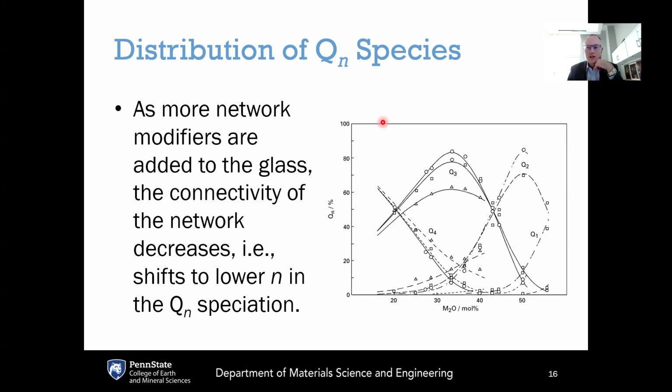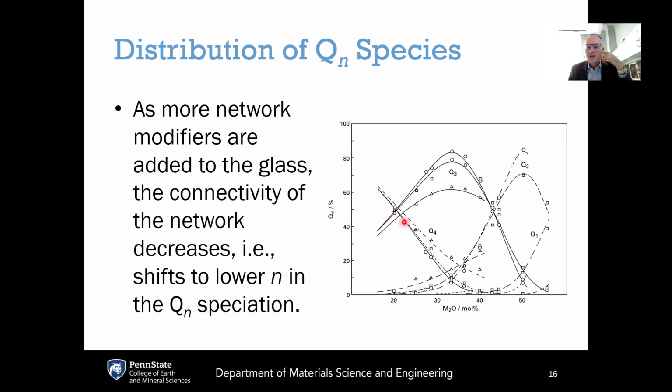Now, if we plot the distribution of these Qn species as a function of modifier content, we would, of course, start with 0 modifier content with 100% Q4. But as the modifiers are added, this starts at around 16% or so modifiers. For this particular plot, you can see how the Q4 concentration is decreasing, and eventually this comes down close to 0.